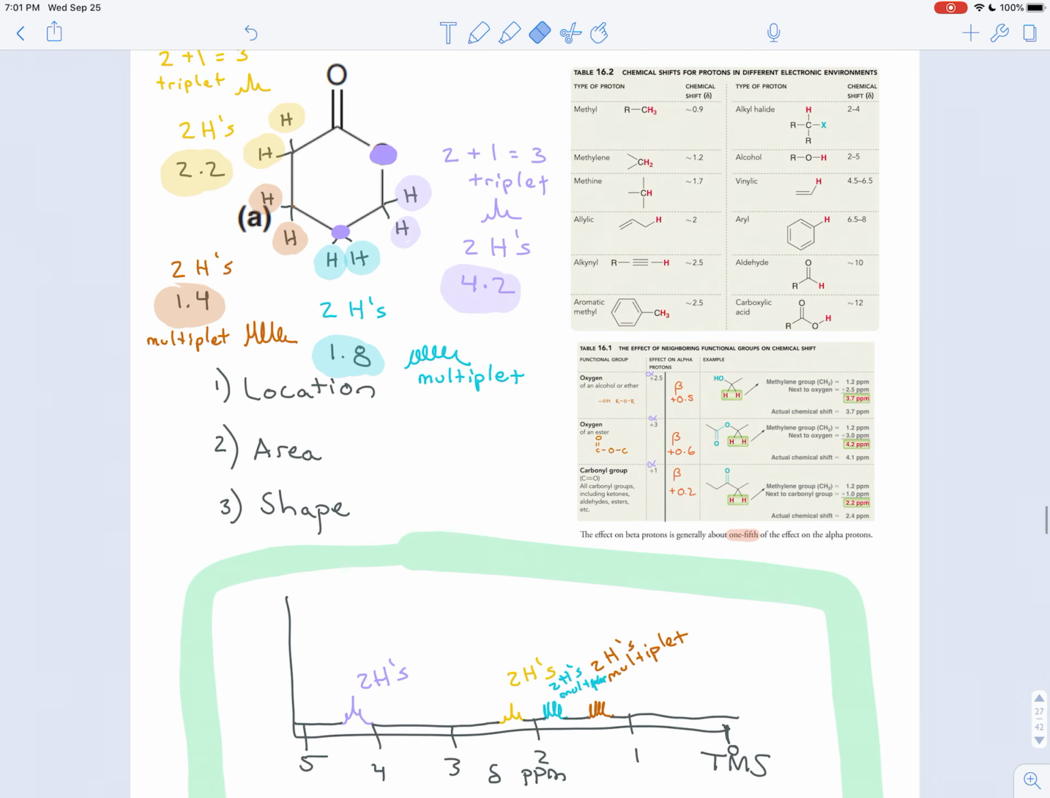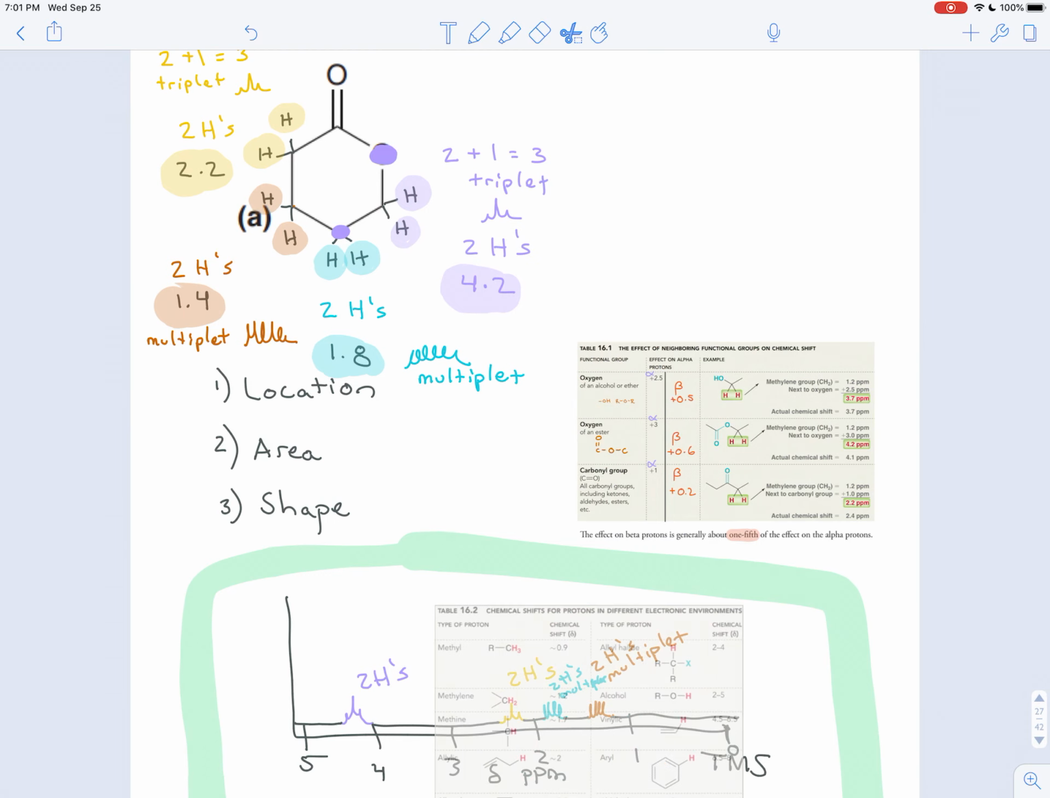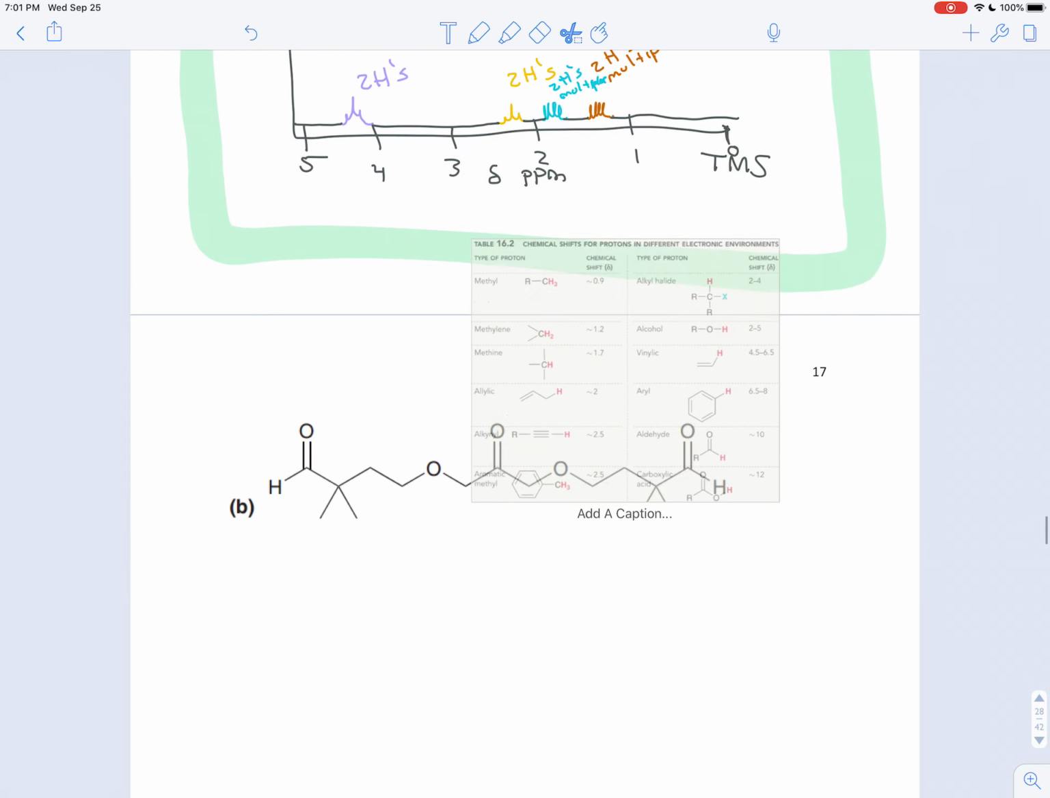Okay, so we'll use these tables again in this next one. You would want to commit these tables to memory.